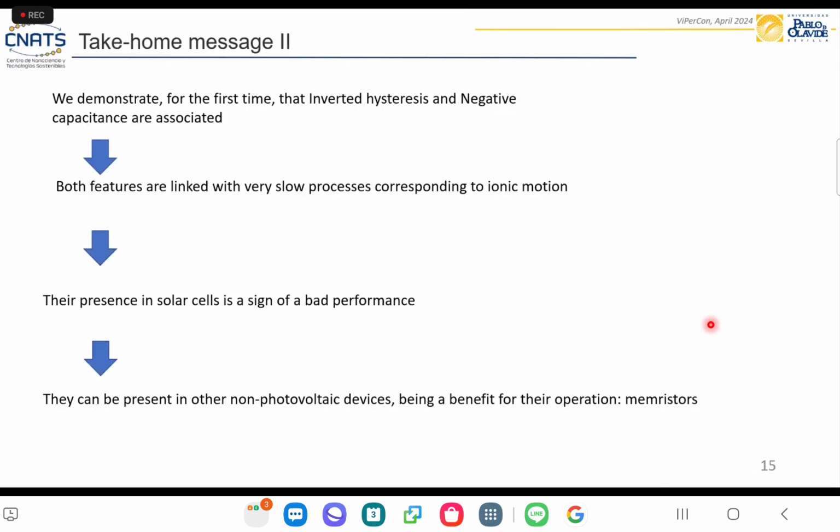And so the second take-home message is that we demonstrate for the first time that inverted hysteresis and negative capacitance are always associated. And both features are linked with very slow processes corresponding to ionic motion. Their presence in solar cells is a sign of bad performance, of course, and they can also be present in other non-photovoltaic devices, being even beneficial for the operation, which is the case of the memristor. I will mention this at the end of my talk.